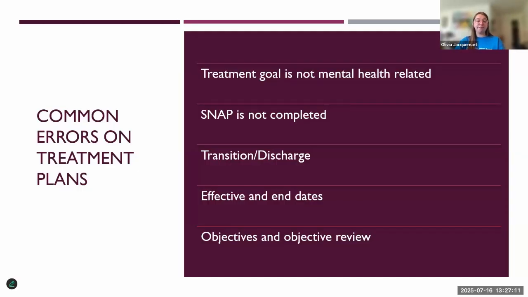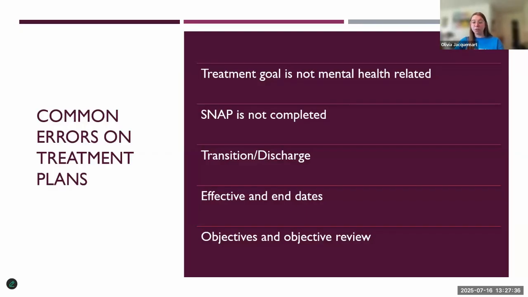Supervisors should be mindful that the effective and end dates are correct, and the effective date should always match the date of the service. So if this is the very first treatment plan, it should be the same date as that first billable service. For therapy and TBS, the target date should be 6 months from the effective date, and end dates are going to be 1 year out from the effective date.